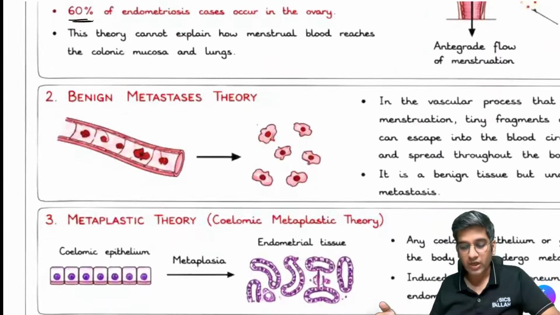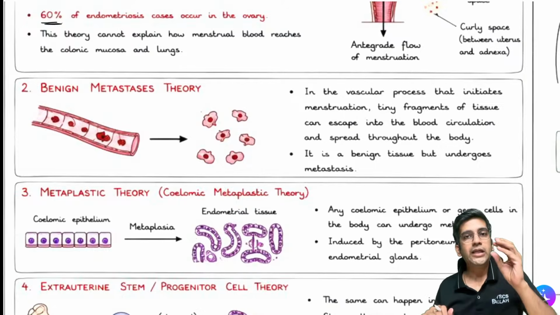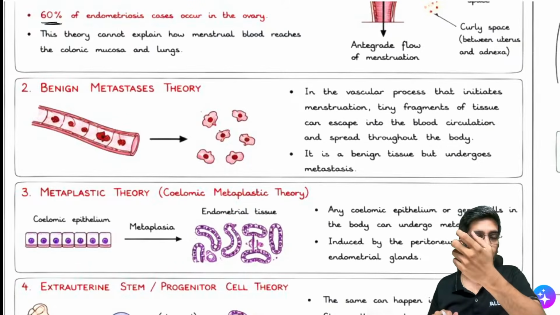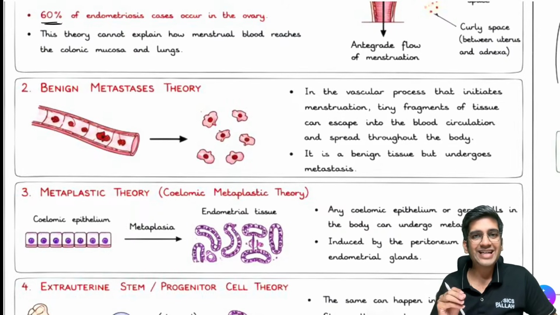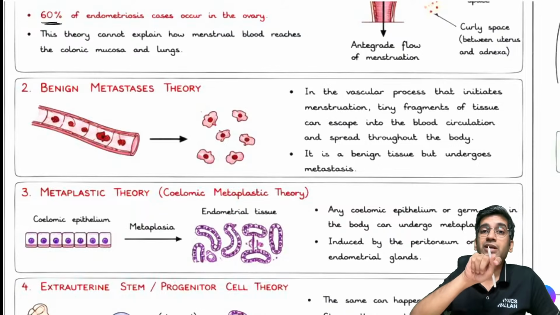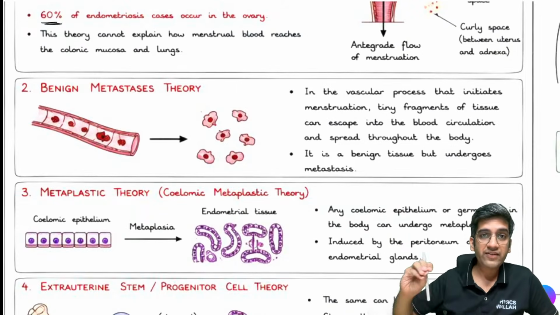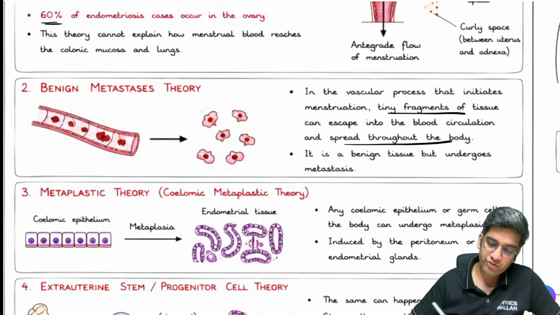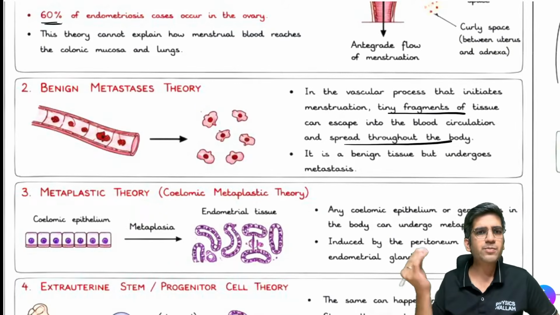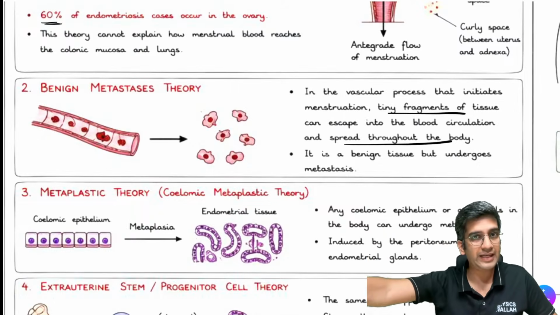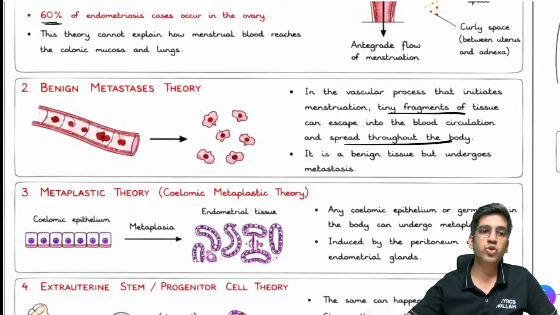Then we said that, okay, benign metastasis. During menstruation, you must have heard about spiral arterioles. They will break and then only the endometrium will shed. So they say that while breaking and shedding, there is a possibility some of them can enter the blood circulation. If it enters blood circulation, tiny fragments go to a different part of the body and they can settle there. That is the benign metastatic theory. Mets is nothing but traveling via blood circulation for malignancy, but it's a benign condition which can also metastasize.